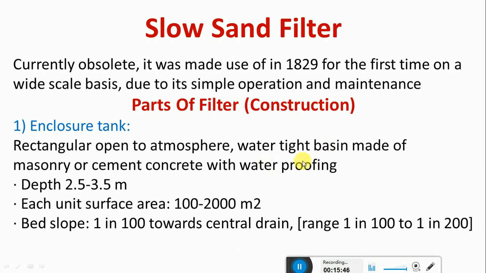It is a watertight basin made of masonry or cement concrete with waterproofing material. Because it always contains water, it has to be treated with waterproofing material so as to avoid corrosion and deterioration of the concrete structure. The depth of the tank would be in the range of 2.5 to 3.5 meters. Each unit will have a surface area of 100 to 2000 square meters depending upon the quantity of water to be treated, and the bed slope will be 1 in 100 towards the central drain, or 1 in 200, to facilitate easy flow of water under the influence of gravity.